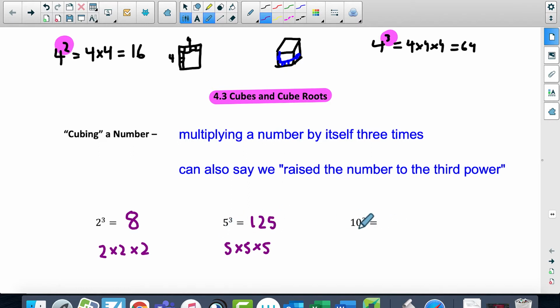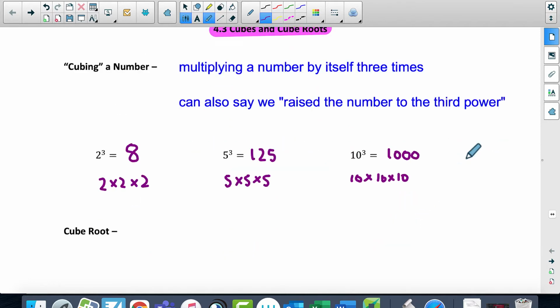10 cubed. Lots of times people put 30 here for some reason. Nope, it doesn't mean 10 times 3. It means 10 times itself 3 times. 10 times 10 times 10. Well, 10 times 10 is 100, and 100 times 10 is 1,000. As I said, they get big real fast.